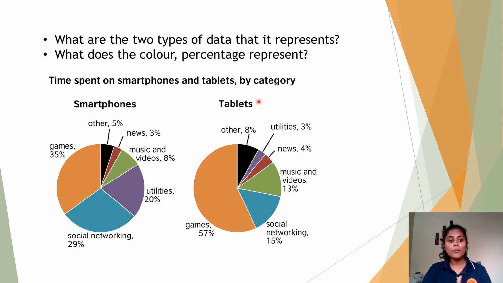As we understood from the title in the first step, time spent on smartphones and tablets by category. So games, other, news, these must be the categories or apps the time was spent on, which is one data set. The second type of data set is the time: 35%, 5%, 3%. These must be the time spent on each particular slice, which means each particular category or app. So these are the two types of data that these labels are representing. That's how we should understand the labels, and through the labels, the data sets represented in these pie charts.